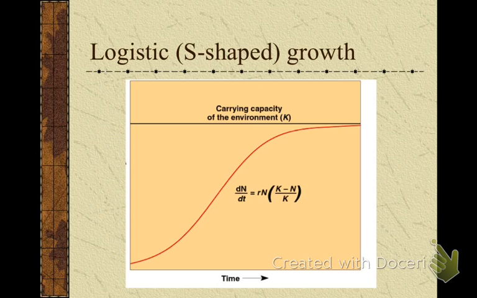You don't need to know this equation. I'm just showing you the graph. The carrying capacity is a constant. In this class, we have right now 23 individuals.